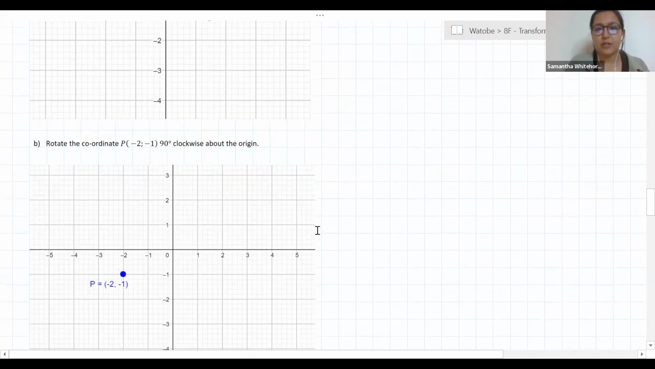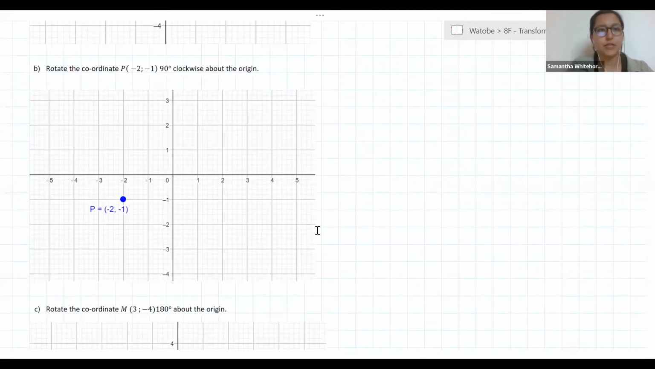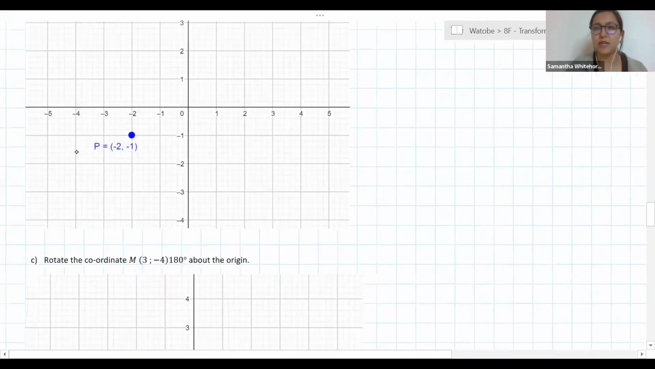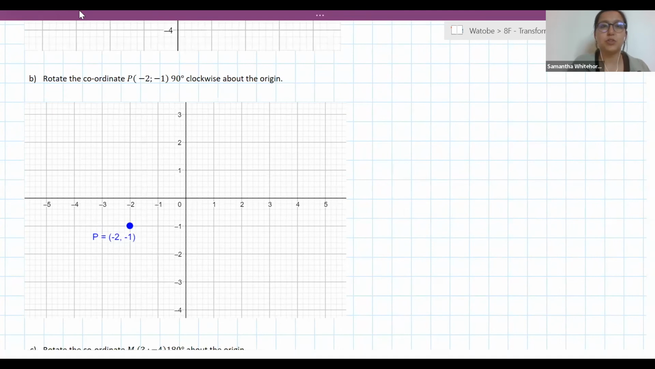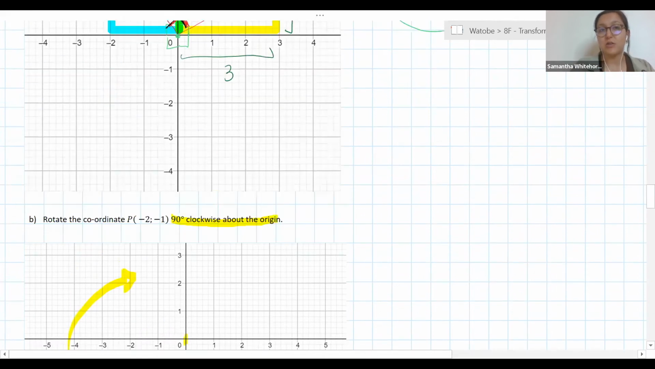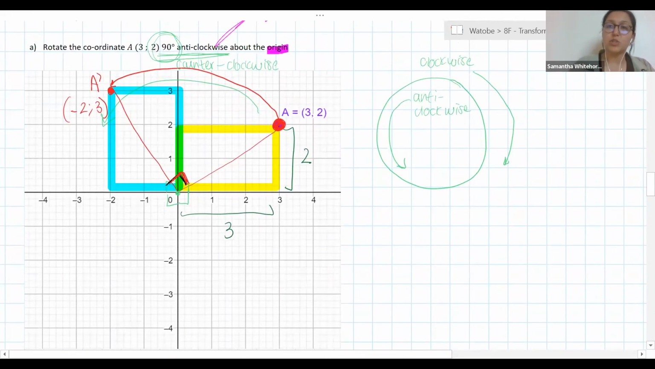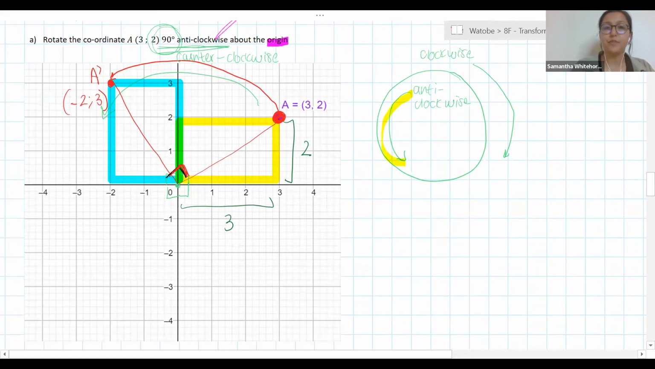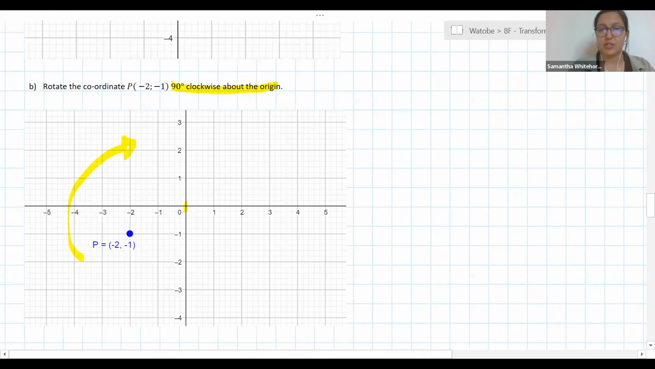So let's have a look at our next example here. So here we've been given the point P. P is at -2, -1. And we have been told to rotate it 90 degrees clockwise about the origin. So this origin point is still my center of rotation, which it's always going to be unless I tell you otherwise. And we now want to rotate it 90 degrees clockwise. Now remember, clockwise is the direction in which clock hands move. So now we're going this direction. Counterclockwise, like we had in this example, or anti-clockwise, was opposite to the way clock hands move. And so this time we're going in a different direction.